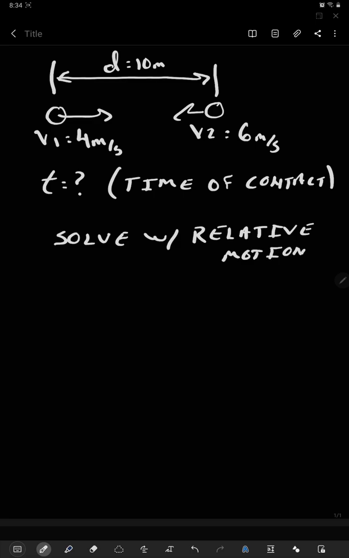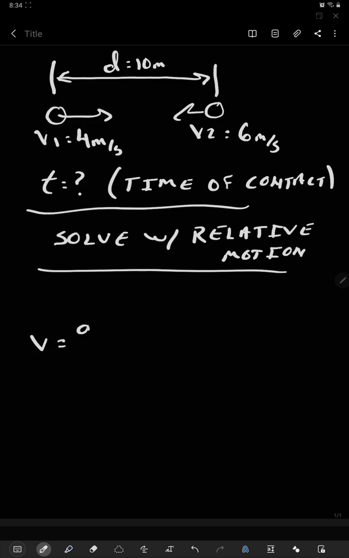Now, they gave us t, d, and v. Why can't we just do v equals d over t? So here's, block that off. That is the equation. It's a constant motion problem. There's no acceleration, so we should be using v equals d over t.